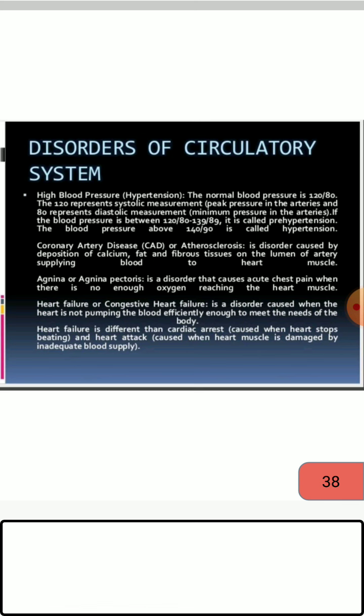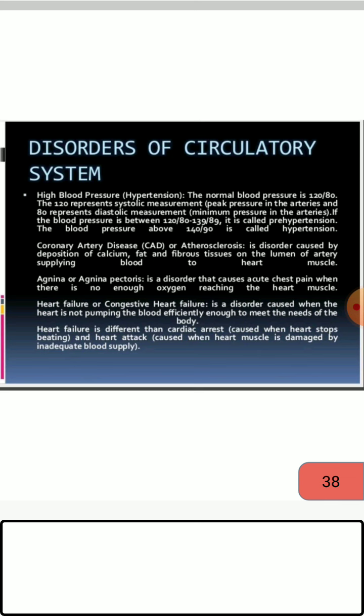Second is coronary artery disease, CAD, okay. This disorder is caused by the deposition of calcium, fat and fibrous tissue in the lumen of the arteries, meaning the walls of the arteries, okay. When calcium, fat and fibrous tissue deposit there and the supply of blood to the heart muscles is stopped, then this disease is called coronary artery disease, okay.